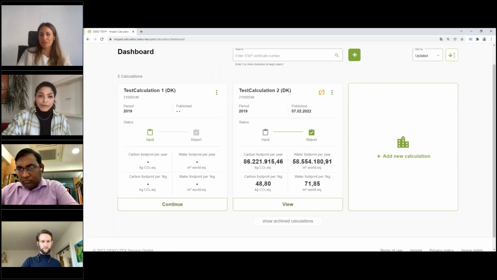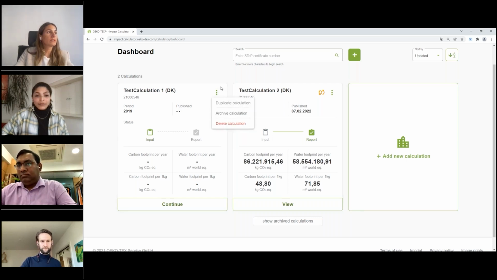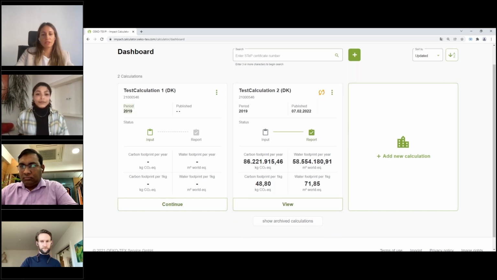So also in the dashboard, facilities can manage their calculations, or brands can log in. If something has changed in production, or they want to recalculate the footprint, it's easy to duplicate or start a new calculation and archive one. Different periods can be selected depending on which year is requested to calculate. And then also, compare results over time.